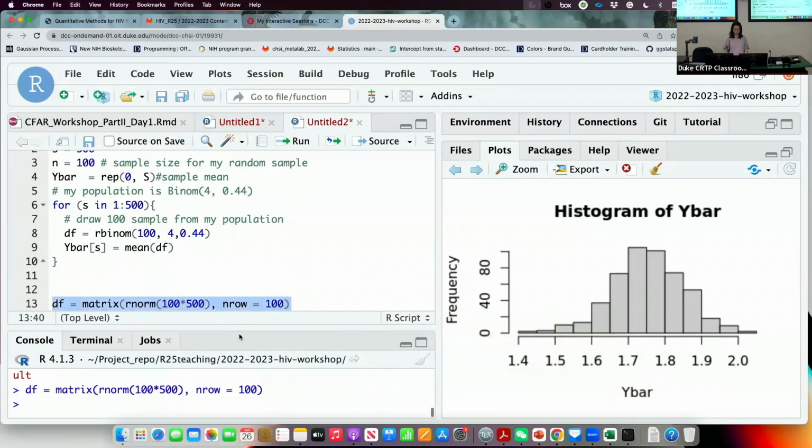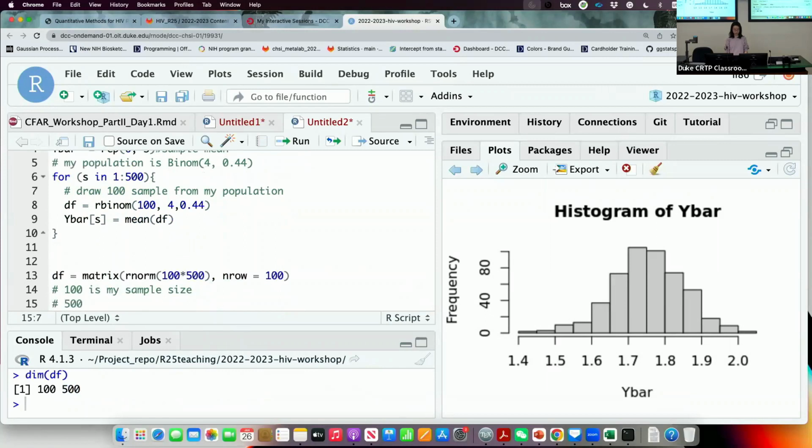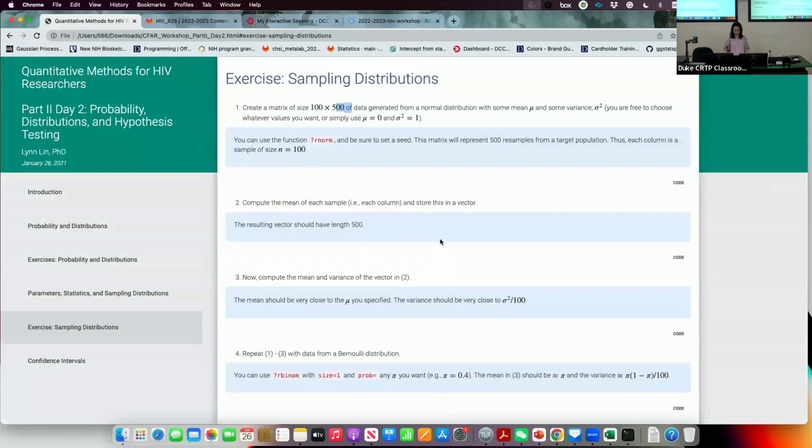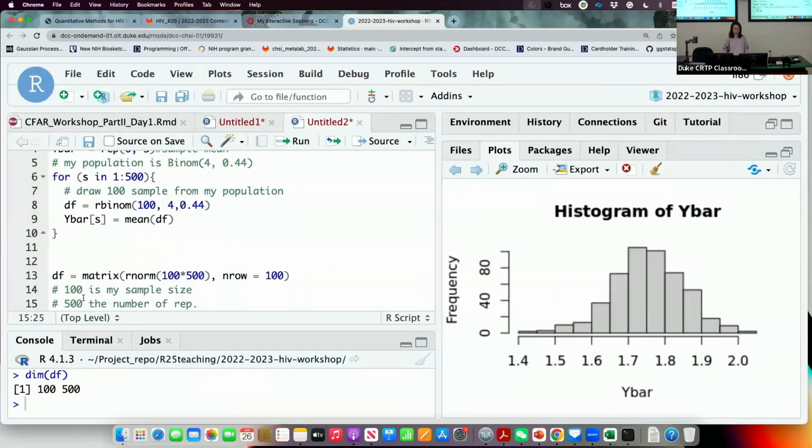If you do that and look at the dimension of my df, it's a matrix with 100 rows and 500 columns. So 100 is my sample size, and 500 is the number of repeats. I'm going to repeat this sampling procedure 500 times, and each time I'm going to generate 100 data points. Then you compute the mean of each sample, so for each of the 500 columns I compute the mean of that 100-point sample. So how to do that?